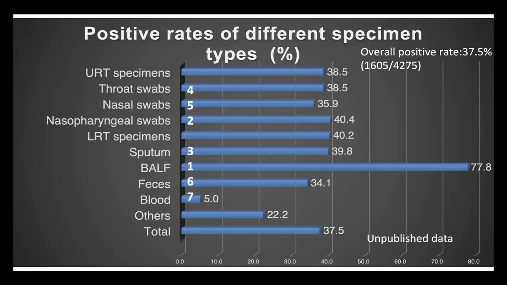So we compared 3 upper respiratory tract specimens. There were no differences. But actually, upper respiratory tract specimens were significantly lower than sputum, but significantly higher than feces.